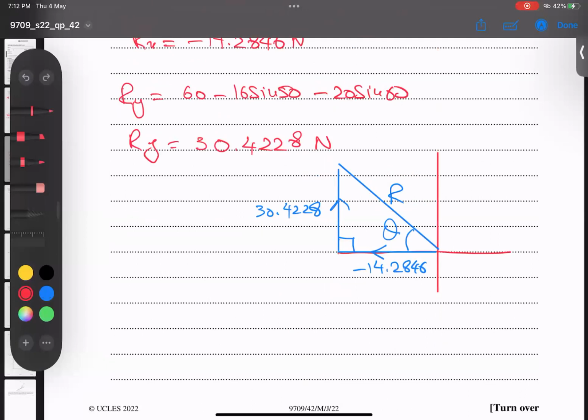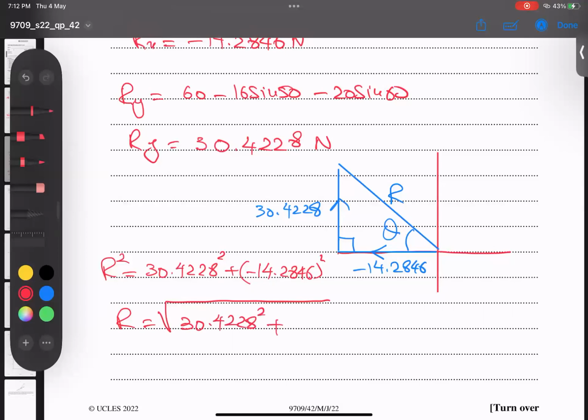R squared equals 30.4228 squared plus negative 14.2846 squared. So take the root of both sides. It will look like this: the square root of 30.4228 squared plus negative 14.2846 squared. If you type this in the calculator, the answer is coming 33.6 newtons. Alhamdulillah, I believe you got the point clear.